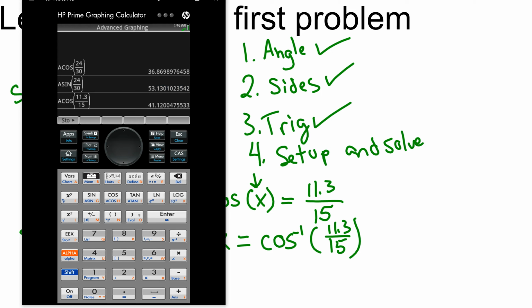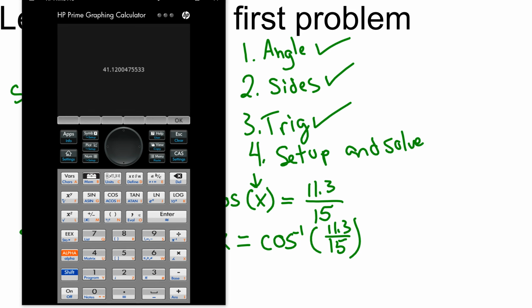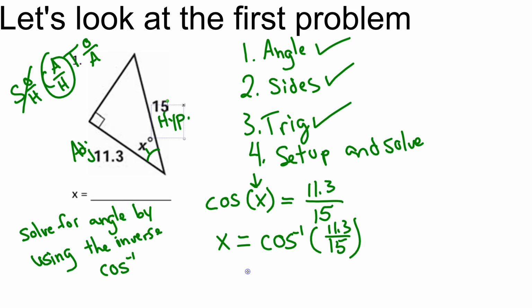That's our angle. So our angle is going to be 41.120. Let's bring that down. X is equal to 41.120, and this is an angle, so it's measured in degrees. Let's write it up here, since it gave us a line to write it on. And we're done. So that's it. First problem done.